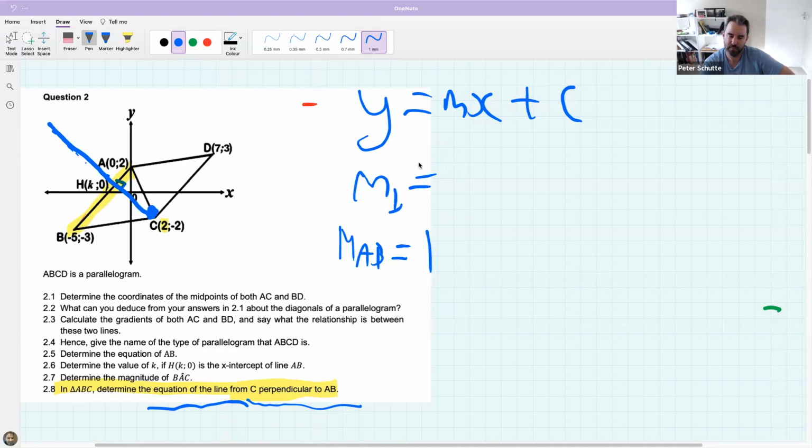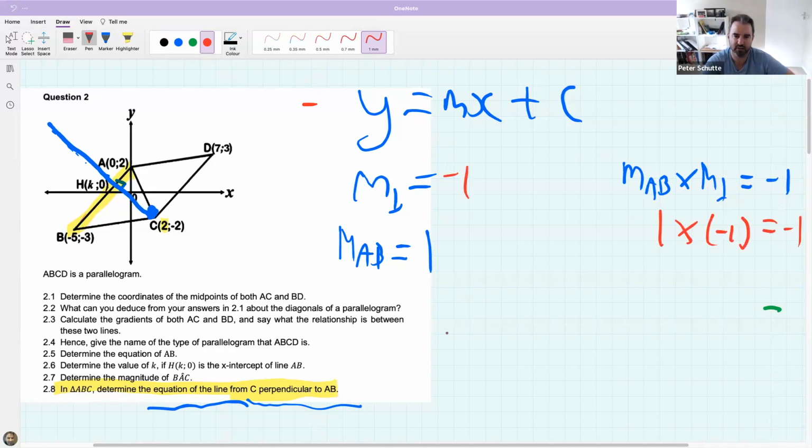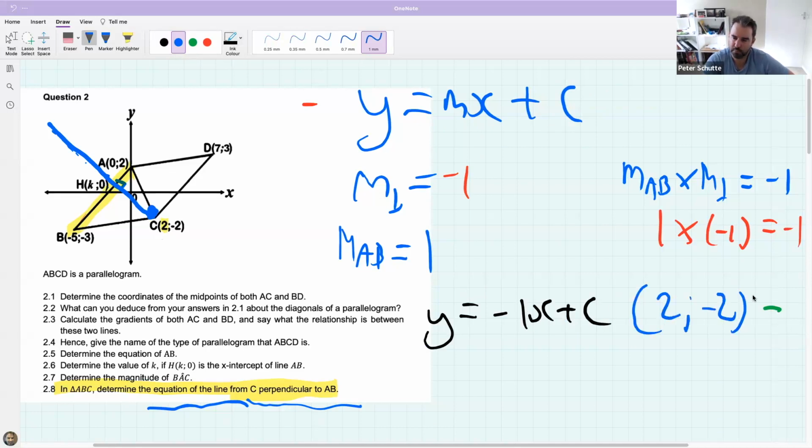Well, if lines are perpendicular, when you multiply the gradients together, you have to get -1. So we know the gradient of AB times the gradient of the perpendicular must be -1. We know that's 1 there. So the only way this could work is if the gradient of this was -1. So now we know that the equation of the straight line is -1x plus c, but we need to use a point on the line. And the point on the line is 2 minus 2. So I want you to work out what is my final straight line equation.